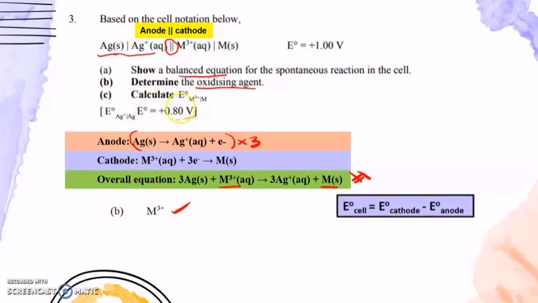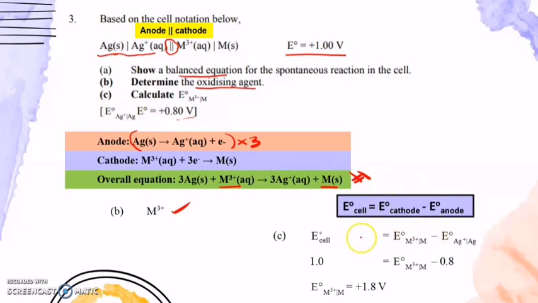And the last question is to calculate the E° M3+|M. We already have the E° cell for this cell. Just apply the formula E° cell equals E° cathode minus E° anode, and we already have our E° anode. We just substitute into the formula, and finally we will get our answer of E° M3+|M, which is positive 1.8 volt.